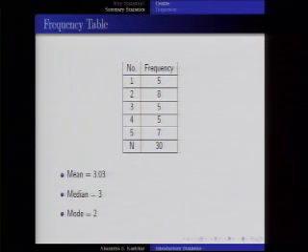And next is mode. Mode, we saw, is the most common observation. So here you can see the frequency of 2 is largest. 2 is repeated 8 times. So the frequency of 2 is largest, so 2 is the mode.